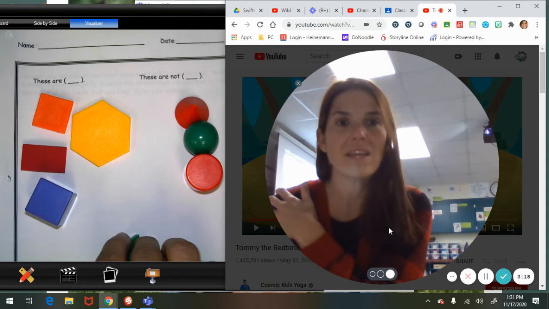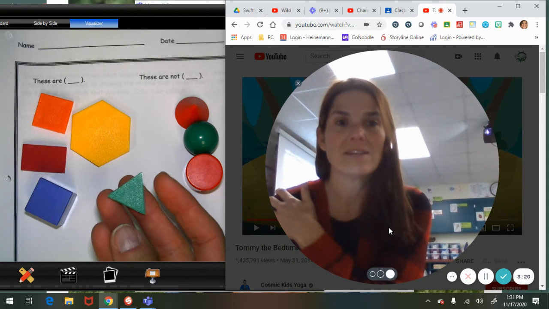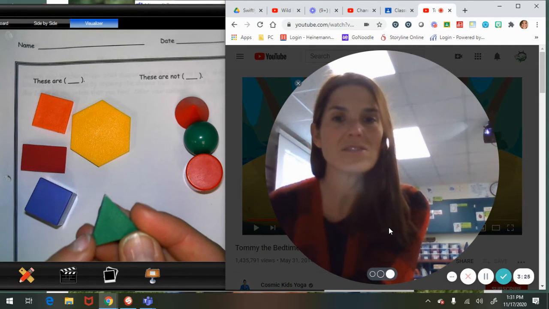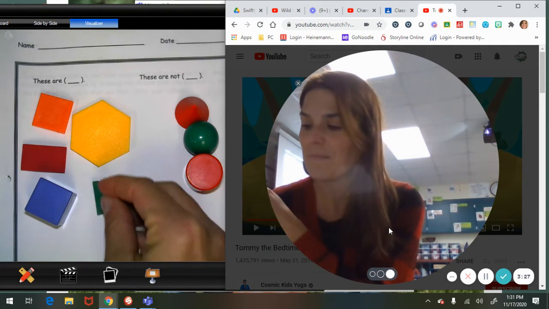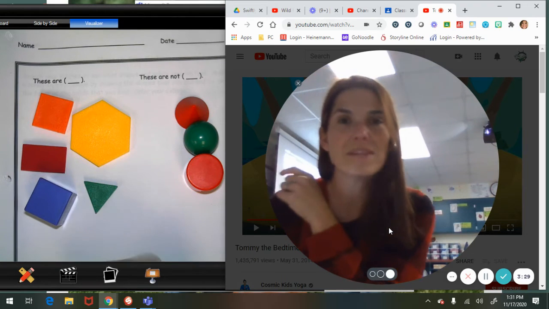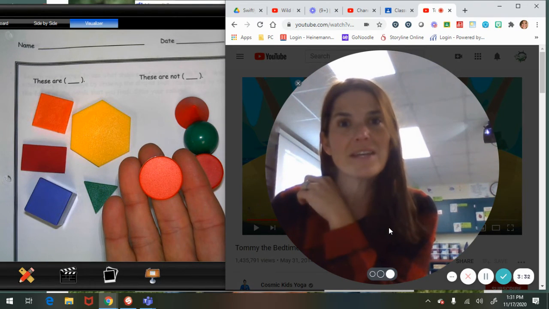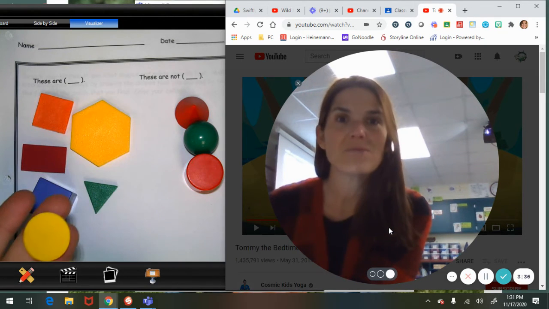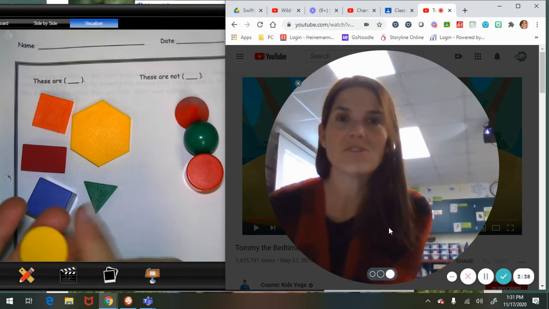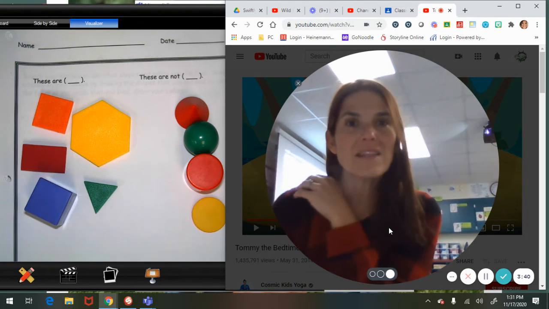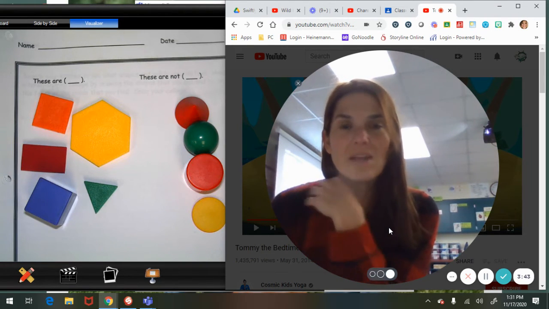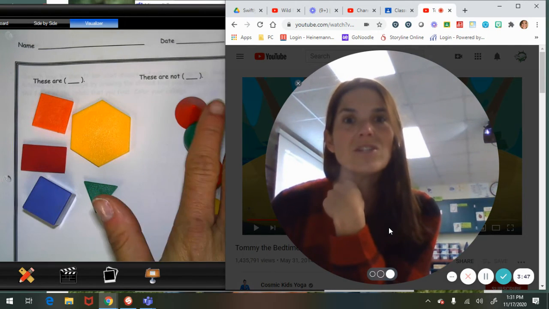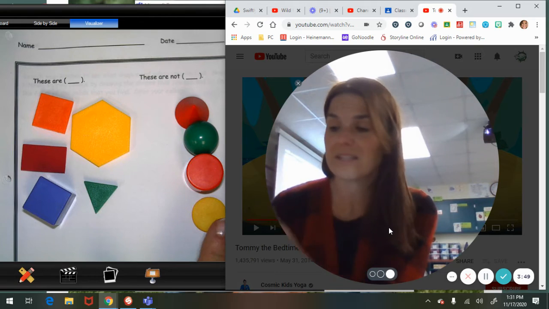How about the triangle? Does it have straight lines? Yes, I see it right here. There's a straight line right there. And the last one, the circle. Does it have a straight line? No, the circle has round edges, no straight lines. So that's another way that we could sort or put these shapes into categories. These are the shapes that have straight lines. These are the shapes that do not have straight lines.